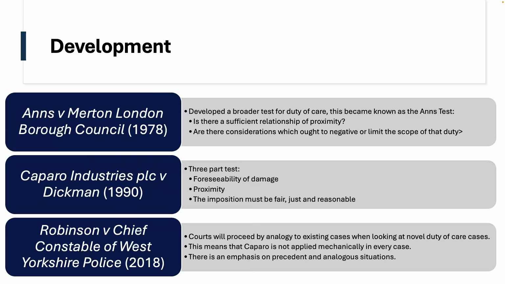So let's say if we're talking about a doctor and a patient, and let's say for a hypothetical scenario that there wasn't a duty of care in that circumstance established, maybe according to the case of Robinson, they would look at the analogy of a nurse and a patient, and then maybe if there isn't a duty of care there, then we start thinking about applying the rules of Caparo and Dickman.